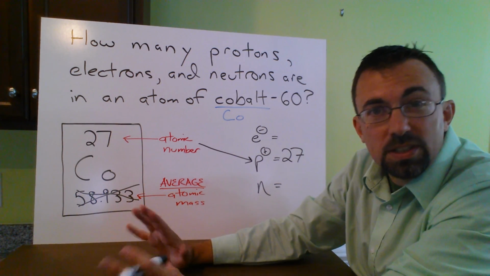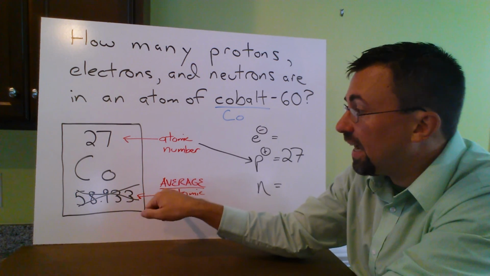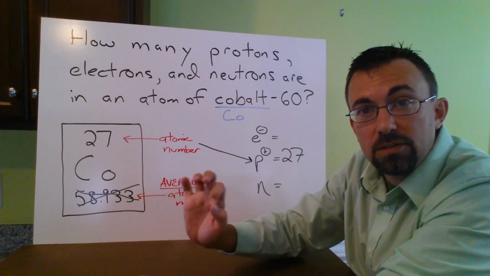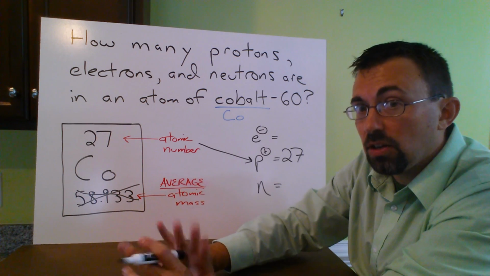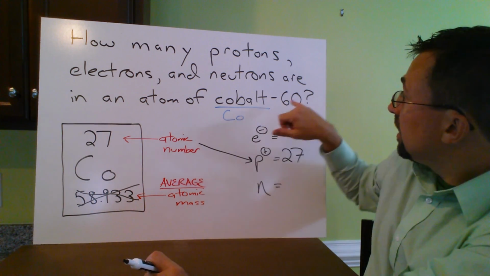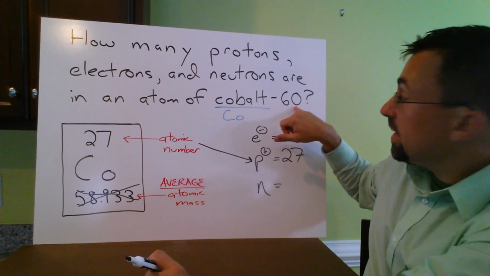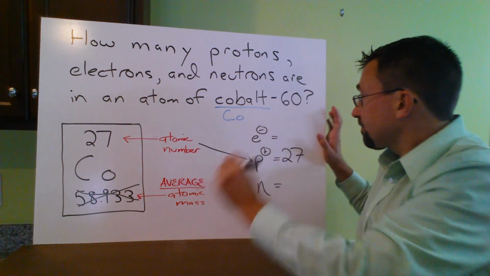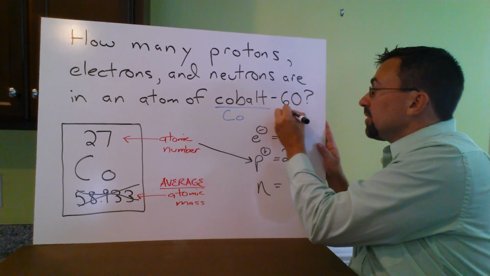Yes, it's a mass number. Yes, in theory, it should be helpful, but that's an average mass. We want the mass of the atom in question, not an average, not all atoms, but our atom. Our atom here is 60. That's the mass. That'll be given to us. And that is going to be your protons plus your neutrons.